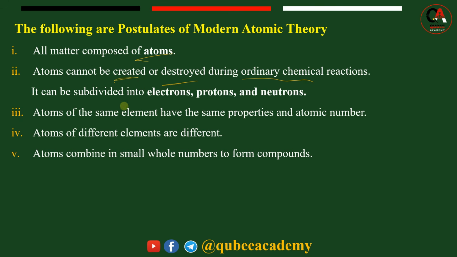So atoms can be subdivided into electrons, protons, and neutrons. Remember that in Dalton's atomic theory, we said that, or he stated that, atoms cannot be subdivided. It means that the atom is indivisible. Indivisible means that which cannot be further divided.